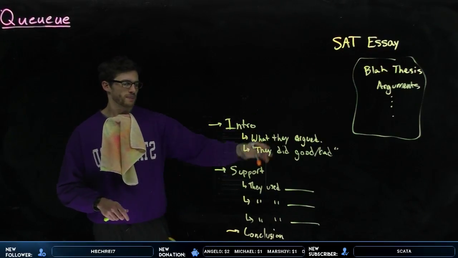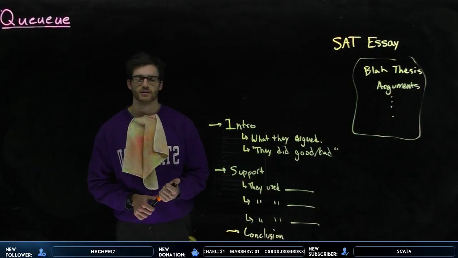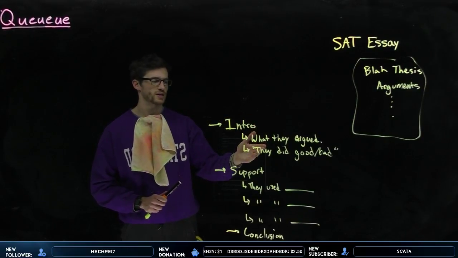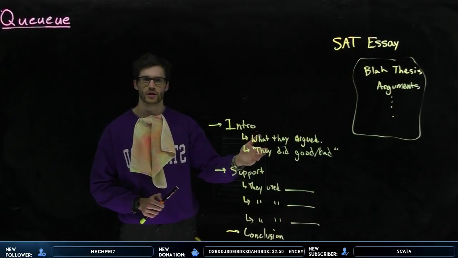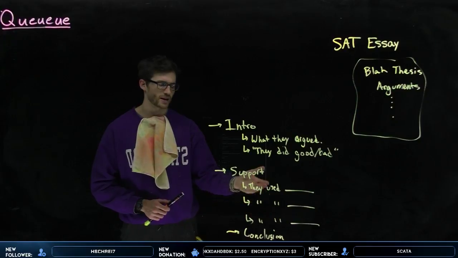Okay, so this is the outline for what it should look like. You can basically copy this. It can be this simple. This is what they argued. This was their thesis, and then they successfully argued their point, or not. And then these are the things they did and how they succeeded.